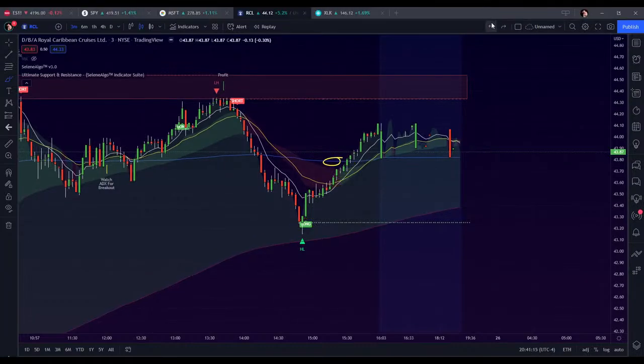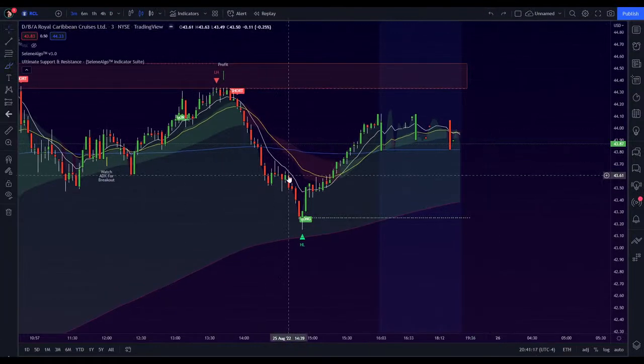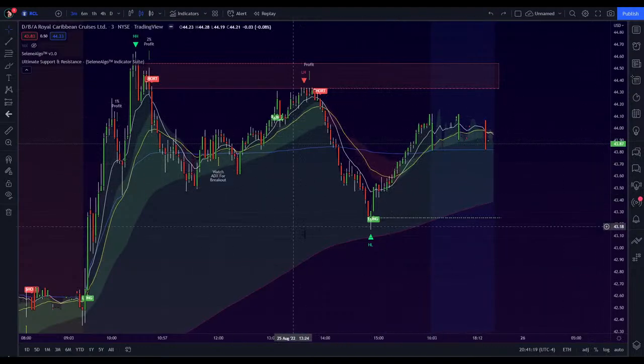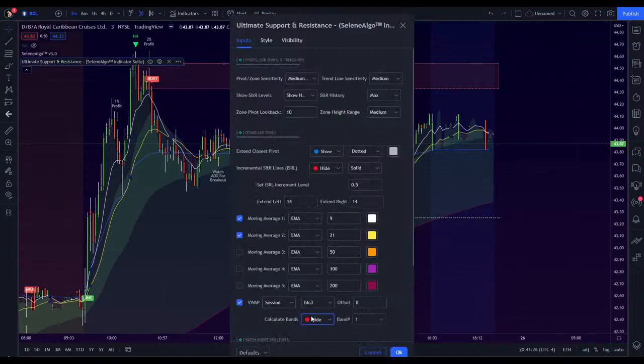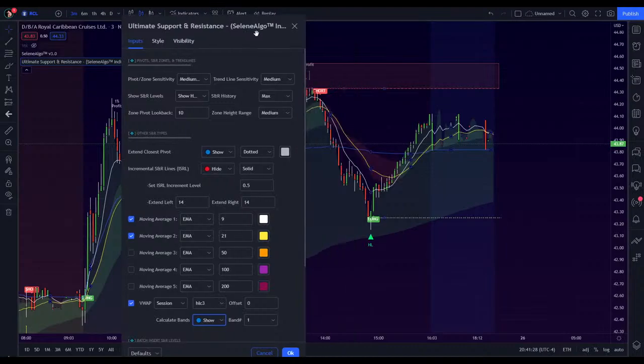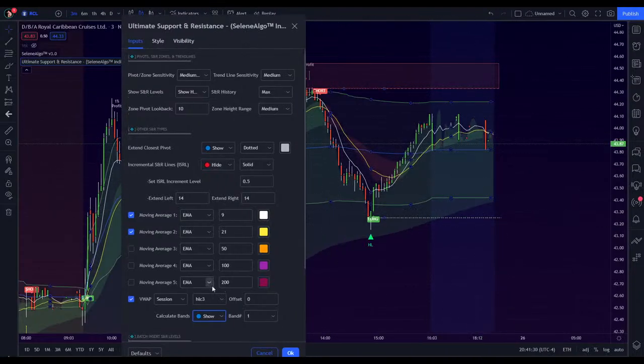So that is the way that I like to use USR. USR is actually one of my favorite additions to the SeleneAlgo suite. Thing's badass. Absolutely love it. I'll also show you guys the VWAP bands really quickly as well.